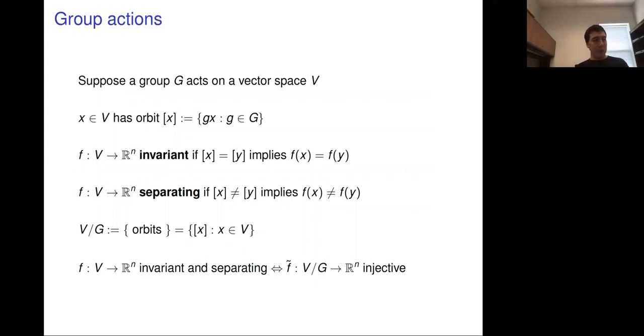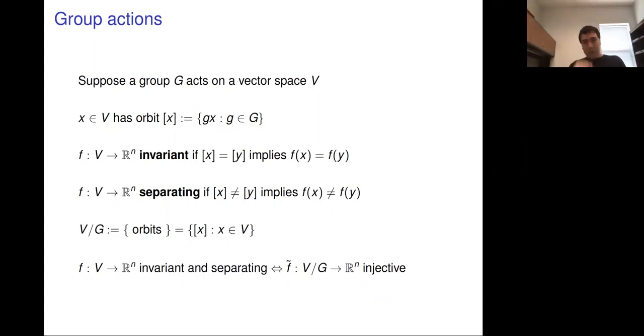So here's just some basic terminology just to get us started. I'm going to suppose I have a group G acting on a vector space V. Right now, I'm being pretty vague about what G and V can be, but later on it will be a bit more specific. I will use the notation square bracket X to denote the orbit of a vector in V. That just means all of the other vectors that you can get to by starting from X and letting the group act on that specific vector.